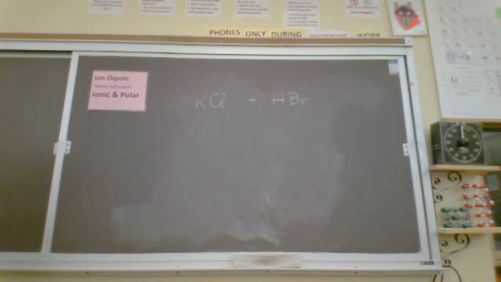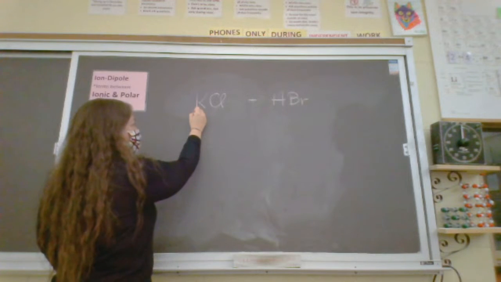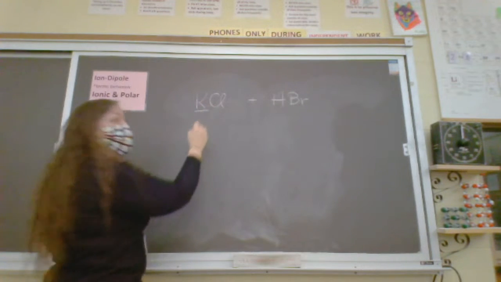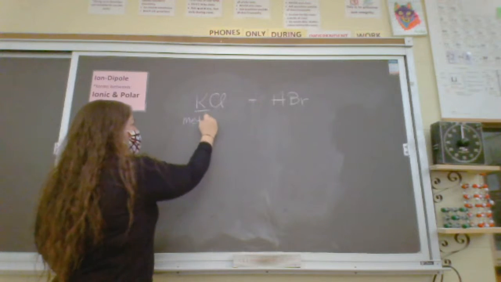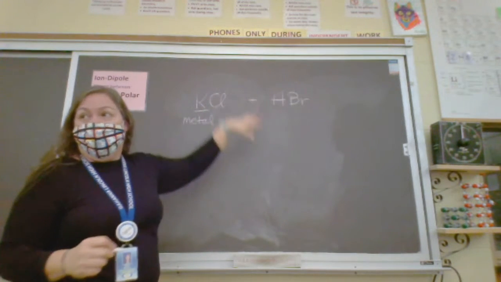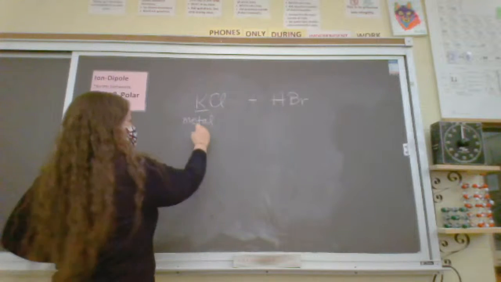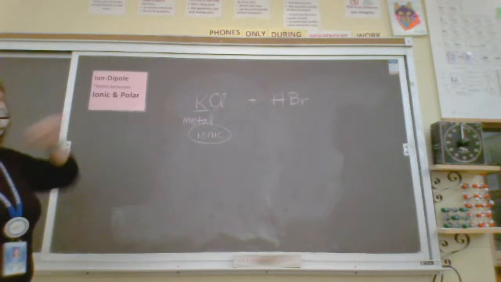Which one? Cool, and how'd you know? Because the potassium has like positives and the Cl negatives. Yes, awesome. That's a great explanation. So the metal here will have a positive charge and the non-metal will have a negative charge, right? So we know that this is ionic for sure. Okay, so maybe it could form an ion dipole force.